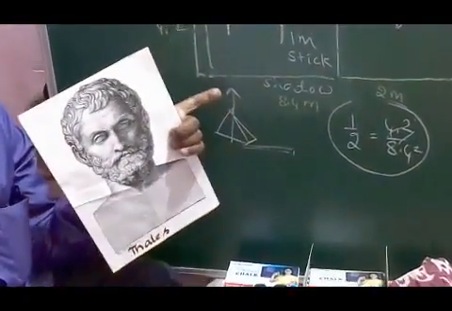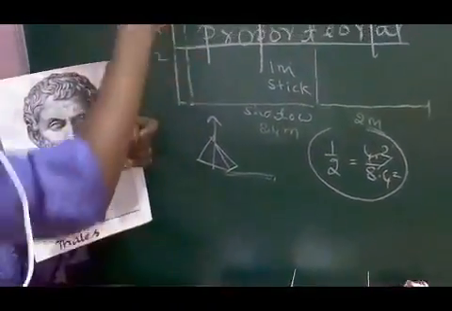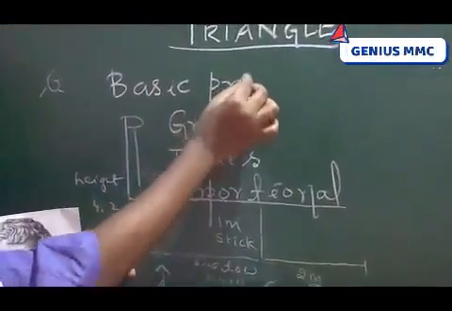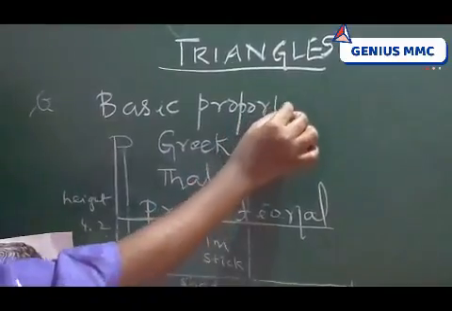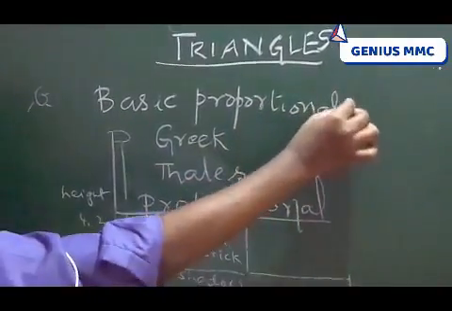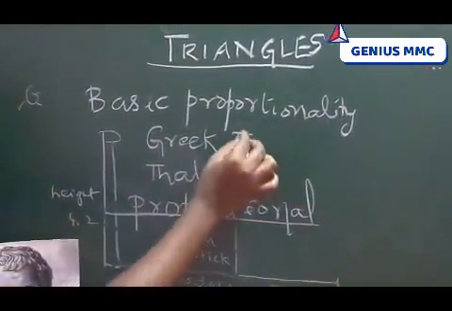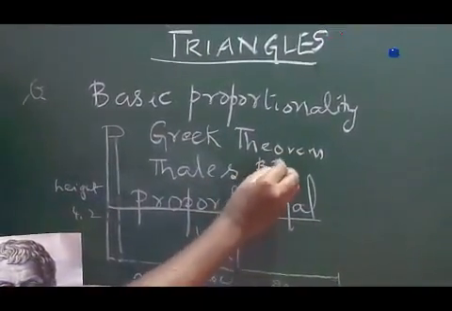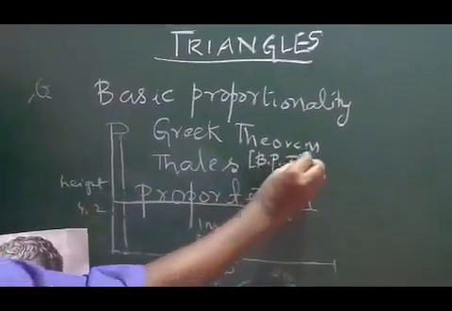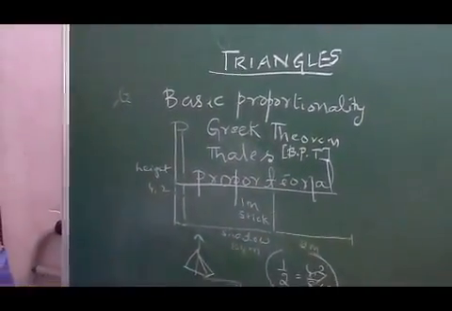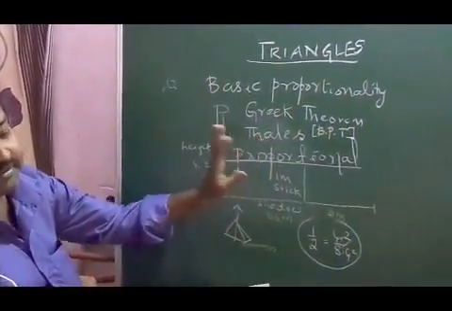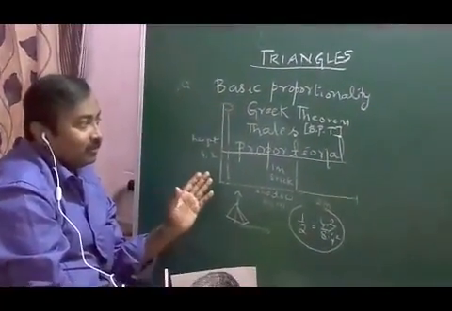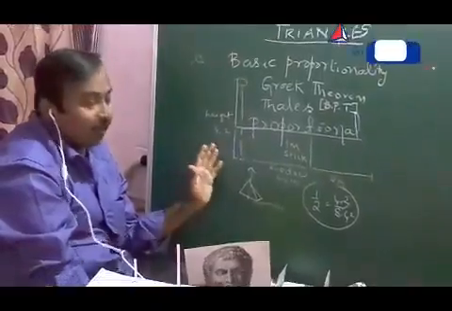So this starts a theorem. The theorem is called the Basic Proportionality Theorem. In short form, it is also called BPT, and it is also called Thales theorem. Basic Proportionality Theorem, Thales theorem, or BPT. It starts. How does it explain?